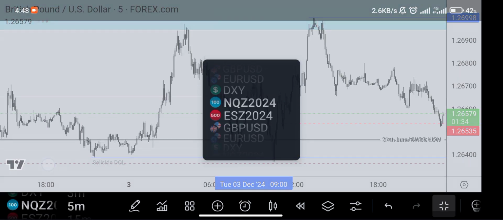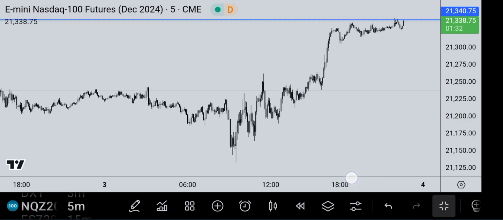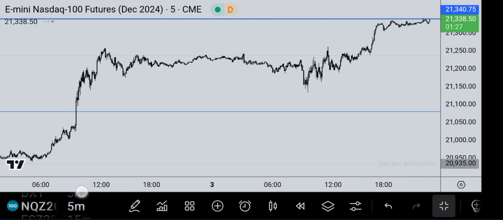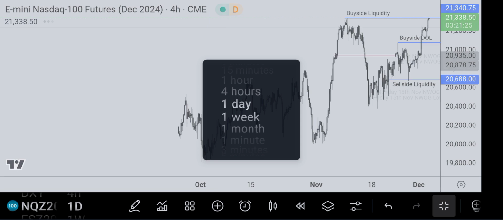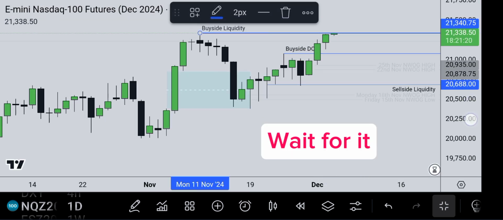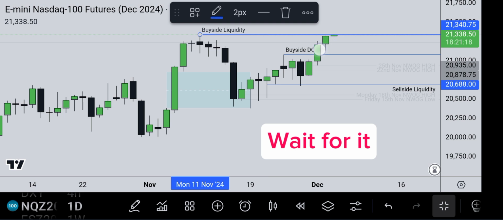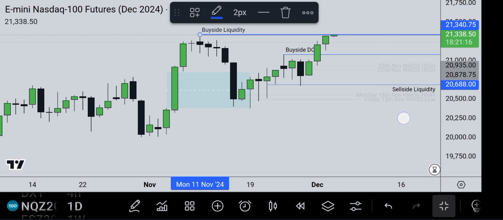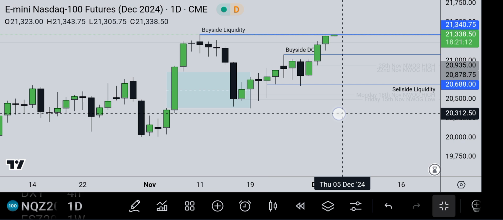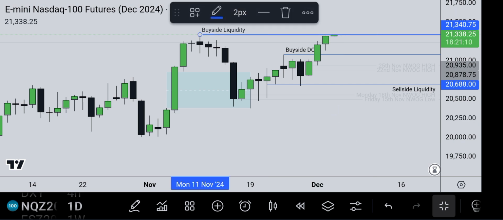So for NQ, I told you my draw on liquidity, what I anticipate, and you can see in there, this level was actually called. And for proof, someone will say, okay, you didn't do that. Okay, well, I want you to do something real quick. Look at this buy side liquidity at what? 21,340.75. You can see that the high of this candle is what? 21,243.75. It already had traded above it.